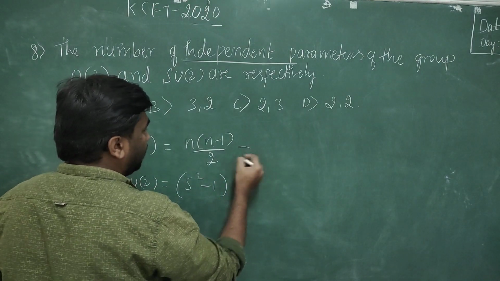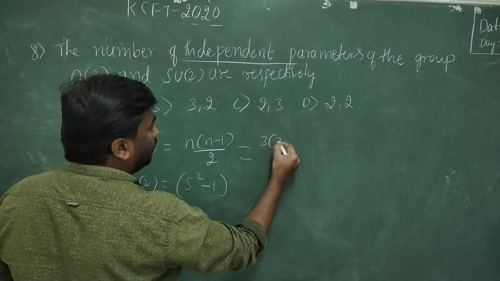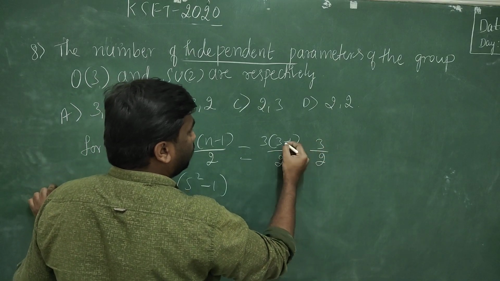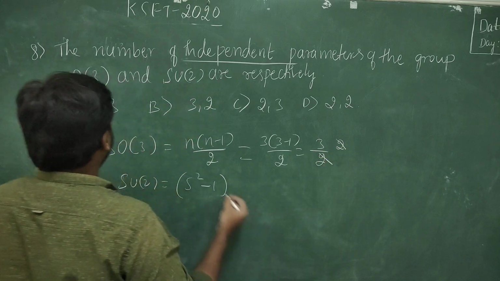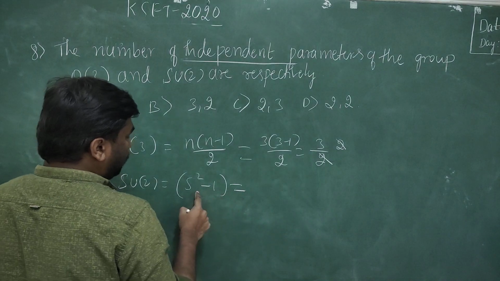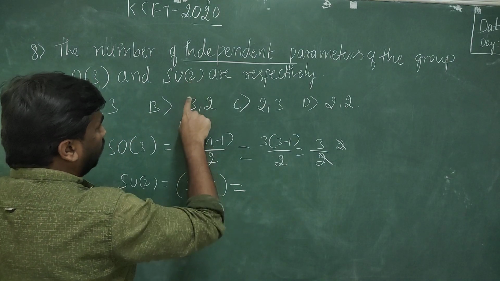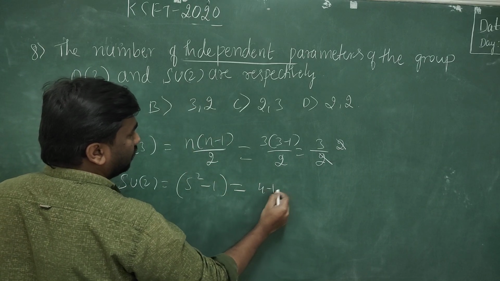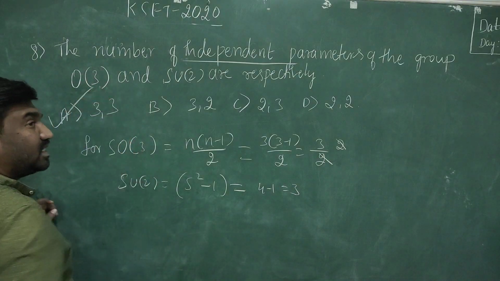So here n is order 3, so 3 into 3 minus 1 by 2, so 3 by 2 into 3 minus 1 is 2, so 2 cancel, answer is 3. And for SU of 2, n square, n is 2, order is 2, 2 2s are 4 minus 1 is 3, so 3 and 3, option A is correct.